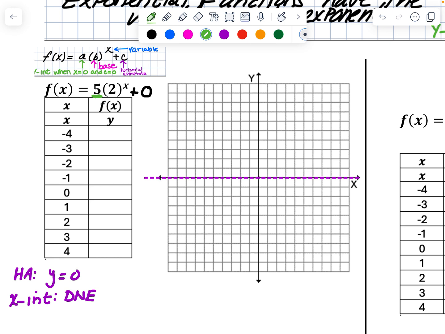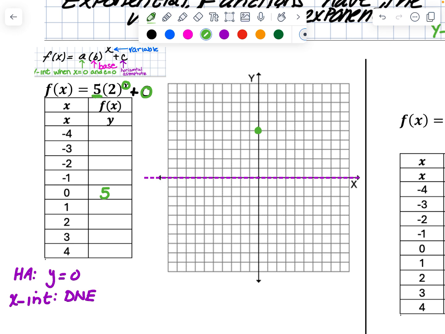when this number right here is 0 and when this number is 0. So when x is 0, we're going to have 5. So we're going to plot (0, 5). 1, 2, 3, 4. So that gives us this point right there.